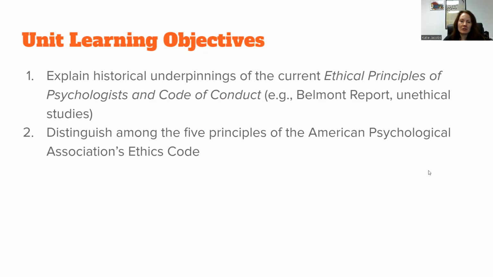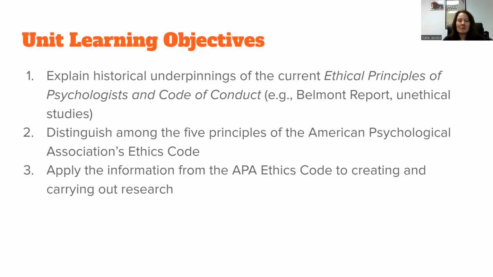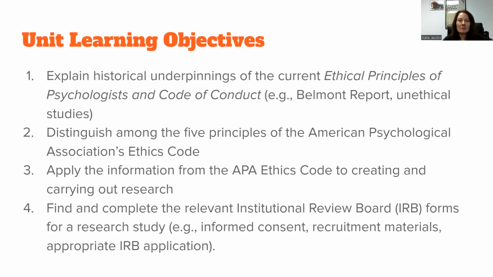I want you to be able to distinguish among the 5 principles of the American Psychological Association's ethics code. I want you to be able to apply the information from the APA ethics code to creating and carrying out research. I want you to be able to find and complete the relevant IRB forms for a research study. So for example, informed consent, recruitment materials, appropriate IRB application, and choosing which IRB application that you need based on the study that you're going to create.